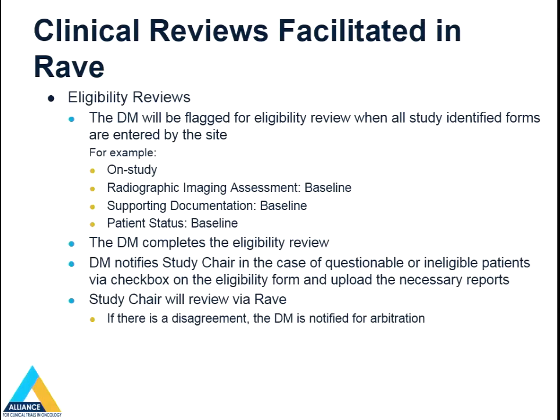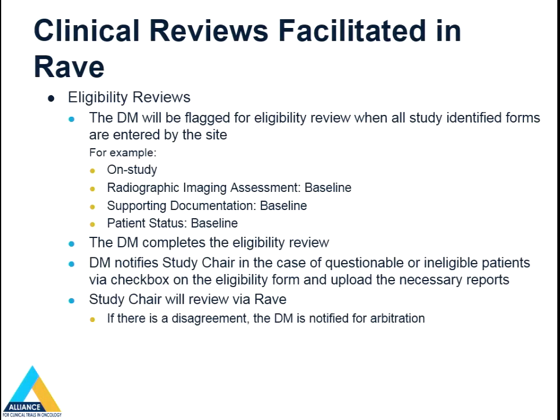So the key things needed for eligibility. An example would be the on-study form, maybe the radiographic imaging assessment form, supporting documentation for baseline, maybe that would be a path and op report, and the patient status form. When that was submitted, the data manager gets a flag in RAVE to tell them that it's now time to do their eligibility review. They complete the eligibility review, and then they check a box to say, I'm now ready for the investigator, the chair of the study, to review the case.